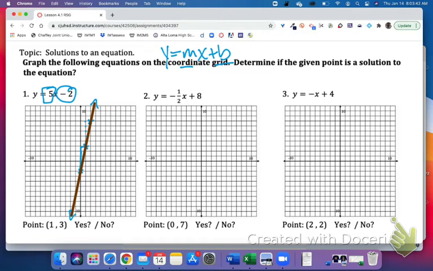Now, the point 1, 3, is it on the line, yes or no? It looks to be, but just to make sure, we can plug 1 into the equation. 5 times 1 minus 2, well, 5 times 1 is 5, minus 2 is indeed 3, so yes, it is on the line.